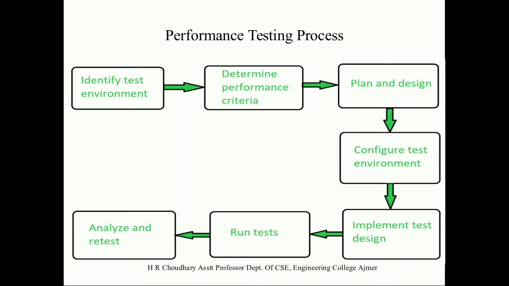In the figure we can see we start from identify environment, then we move to determining performance criteria. After that we move to plan and design. After that we configure the test environment, and then implement test design, then run test cases, and in the last analyze and retest. So this is the way of implementing performance testing. Now we start with identify test environment.